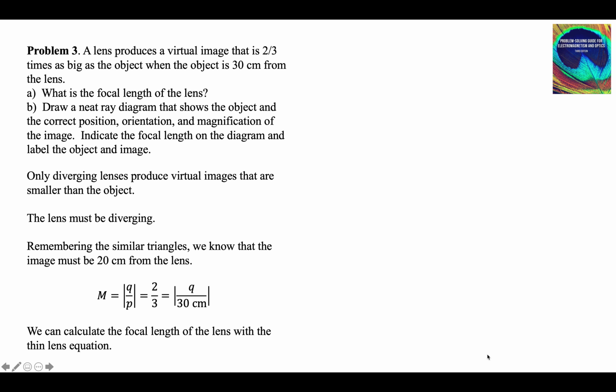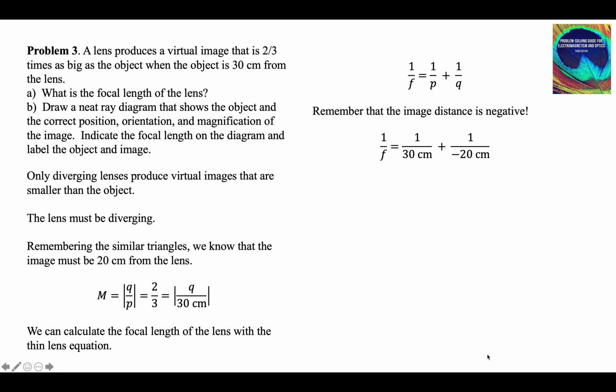We can calculate the focal length because we have P and Q. But we have to remember the image distance is negative because the image is virtual. So 1 over F is 1 over P, which is 30 centimeters, plus 1 over Q, which is minus 20 centimeters. We need a common denominator. Let's use 60. So we have 2/60 minus 3/60, that's minus 1/60. And that's good news that the focal length is negative because it's a diverging lens. It better be negative.